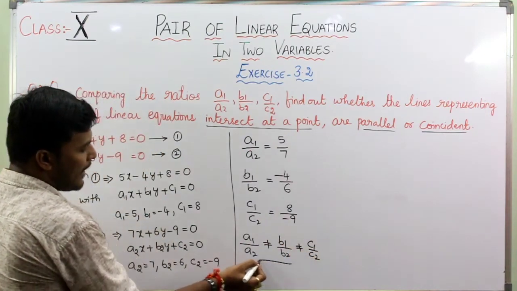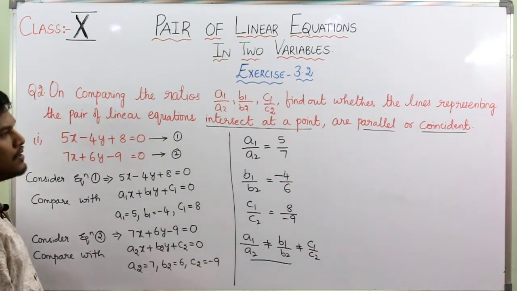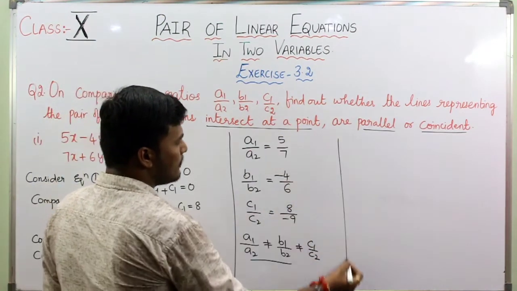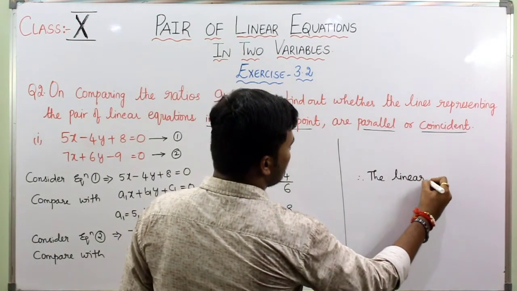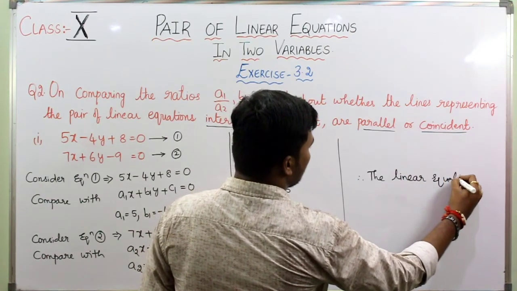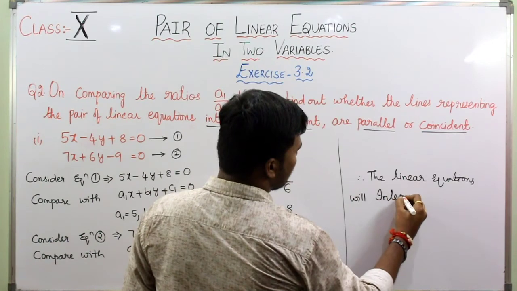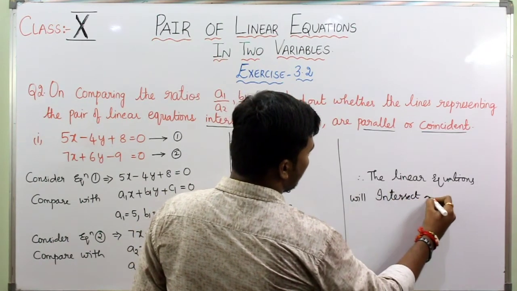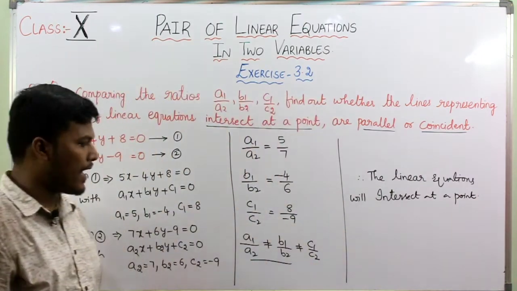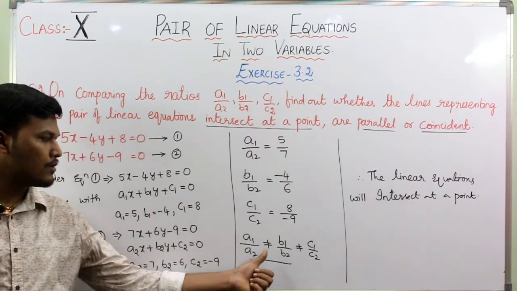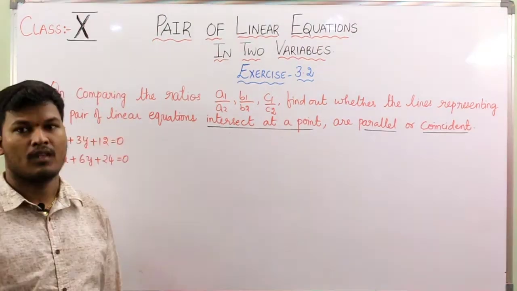So as a1 by a2 is not equal to b1 by b2, what type of linear equations are these? Therefore, the linear equations will intersect at a point. As a1 by a2 is not equal to b1 by b2, these both will intersect at a point.